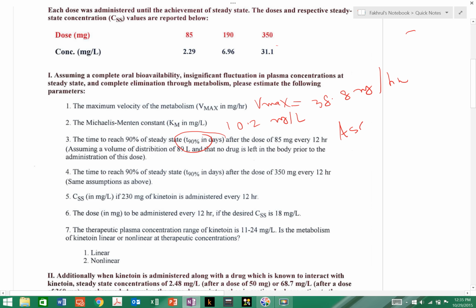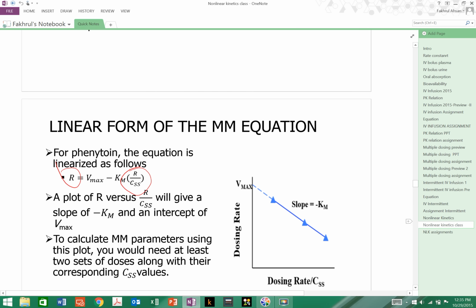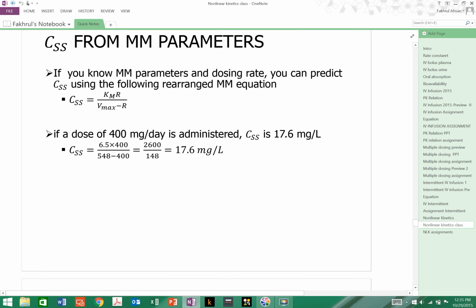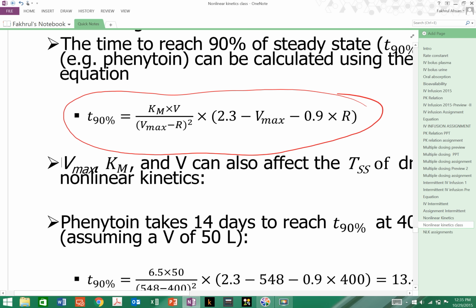I have not covered this equation yet in the class, but I am going to show you which equation. This is the equation we have to use to calculate T90%. As you can see here in this equation, we have R, I think it is 85. We know Vmax, we have just calculated, and we know Km, we just calculated. We also know V, which is given here.